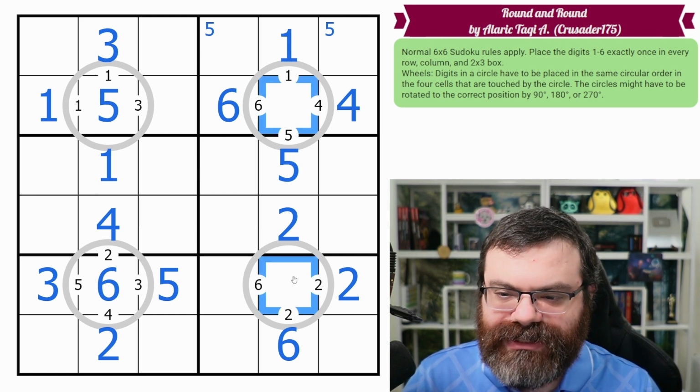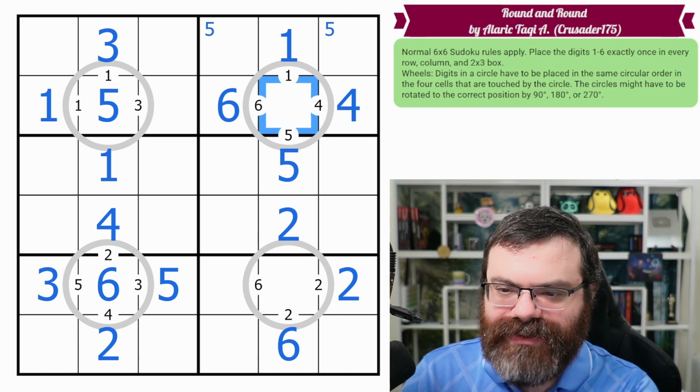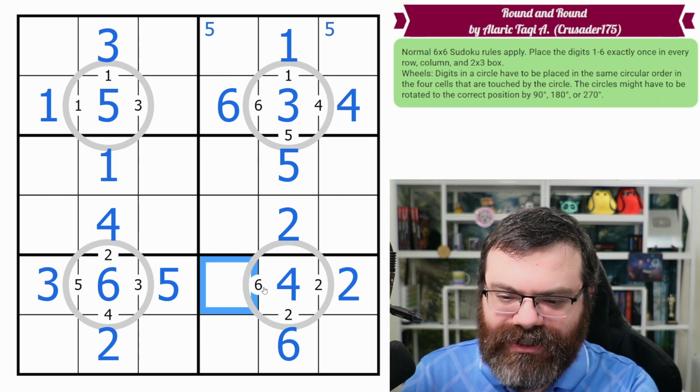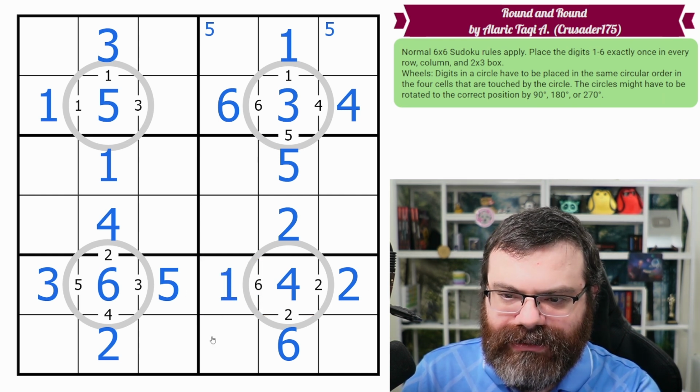So what are these 2 digits? Yeah, we do need a 3 in this column. So the 3 ends up here. And then this is the 4. All right. Now for this row, we need a 1 that goes there. The 1 ends up here as well.